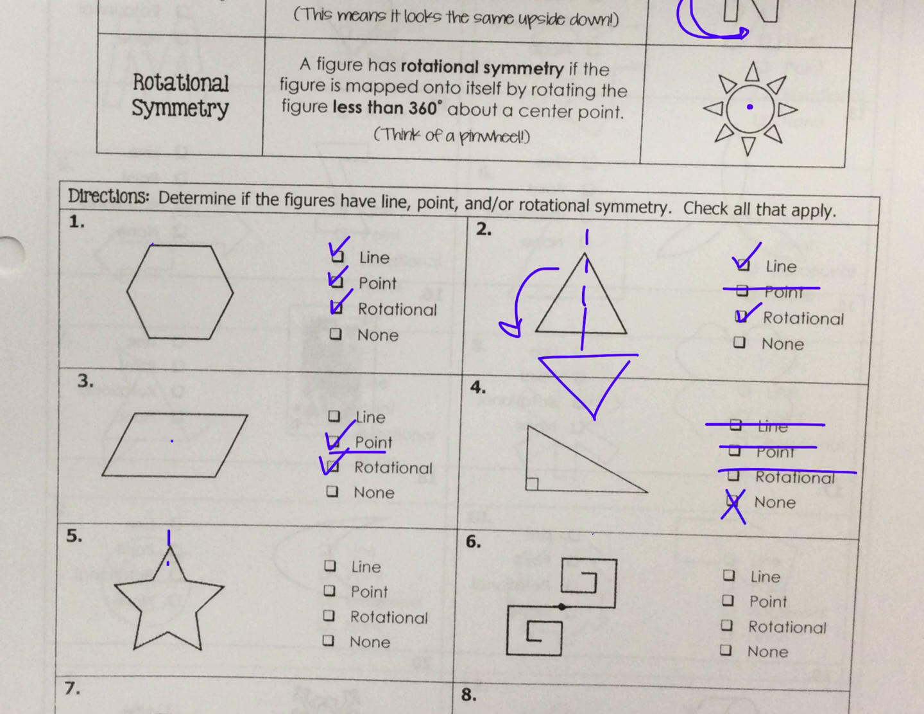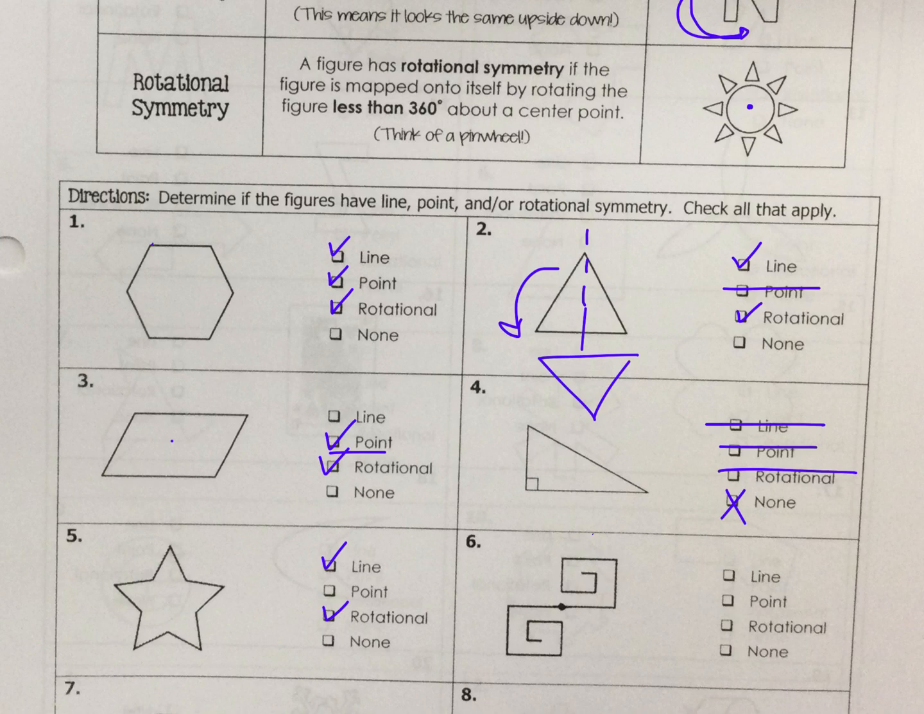The star, okay, we've got the line symmetry. If I turned that star upside down, it would still be a star, but it would be facing that way. And that's not the same. That doesn't match perfectly. So it doesn't have point, but if I turned it 1/5 of a turn, then it would still look like a star. So it has line and rotational.